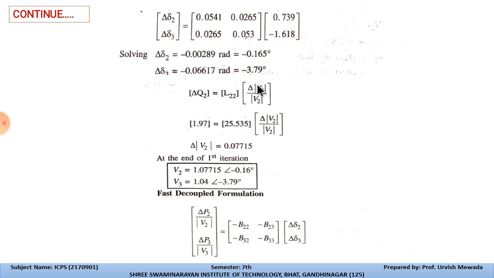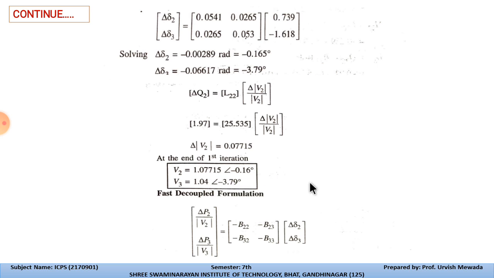So delta mod V2 divided by V2. So by putting the values of delta Q2 and L22, we will have the value of delta V2, that is 0.07715. At the end of the first iteration, we will get V2 is equal to 1.07715 at angle minus 0.16, and V3 is equal to 1.04 at angle minus 3.79.